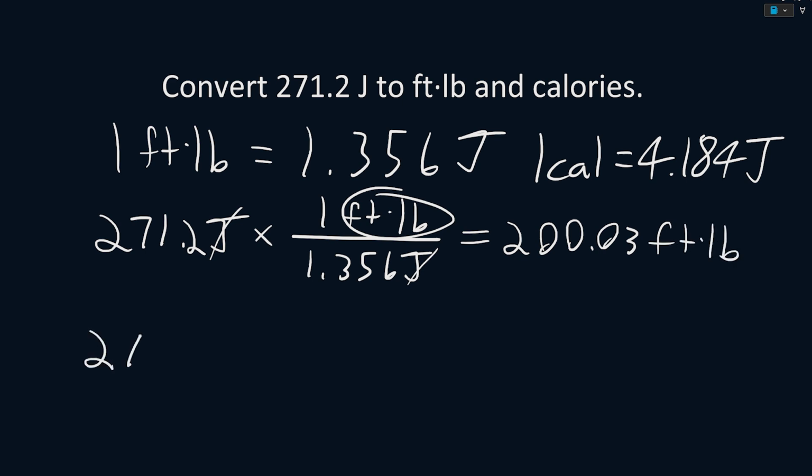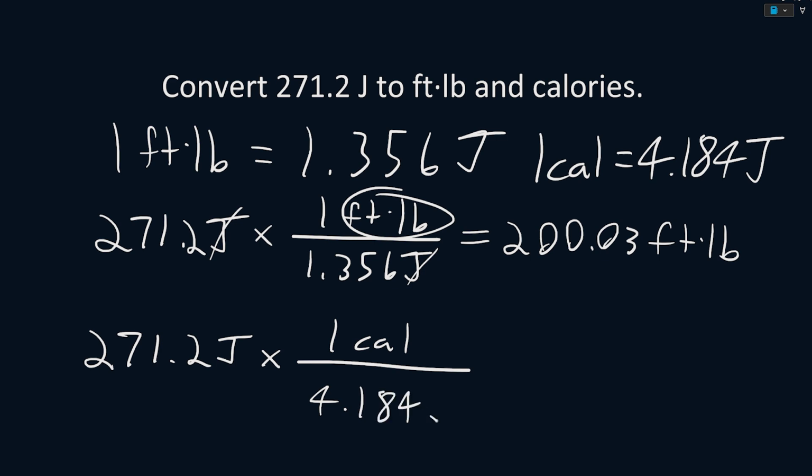Now to convert 271.2 joules into calories, we need to multiply through our conversion factor of 1 calorie is equivalent to 4.184 joules. Multiplying through this, the joules cancel to leave us with calories. This gives us that 272 joules is equivalent to 64.82 calories.